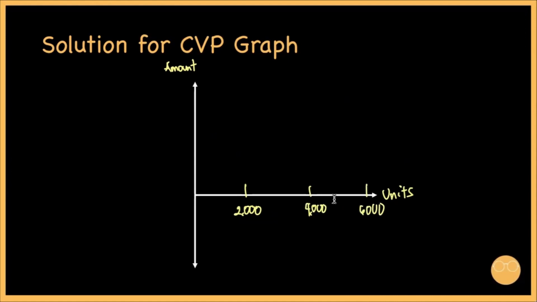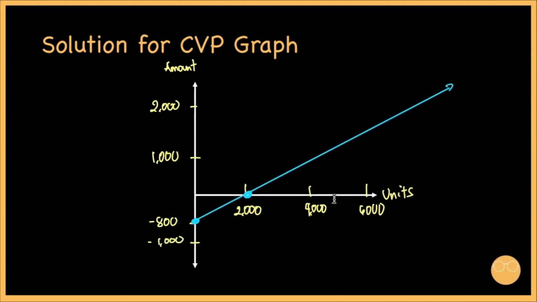So there will be an addition of 1 million and 2 million for this. Okay? Since our break-even point here will be any amount that will be lower than 2 million, so let's put it here, 2 million. Then our total fixed cost is 800,000. So since we are deducting the 800,000, let's put a negative 800 here, and this will be your 1,000 mark, negative 1,000. So let's put a line here.